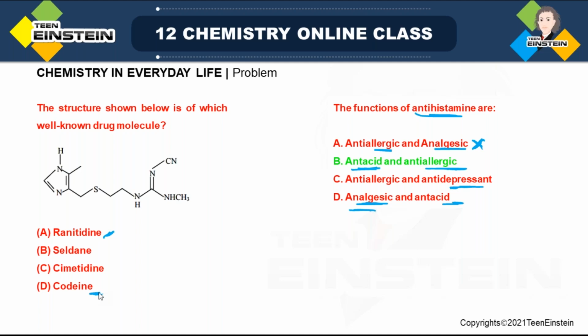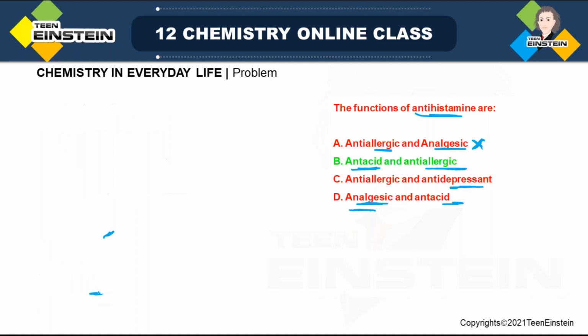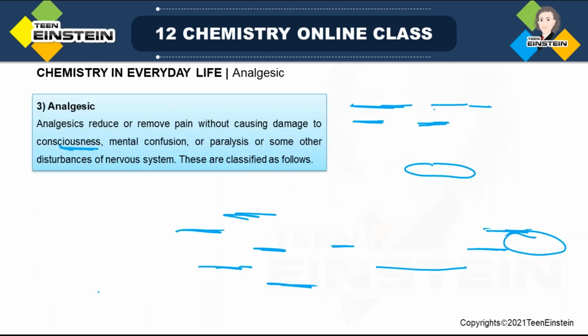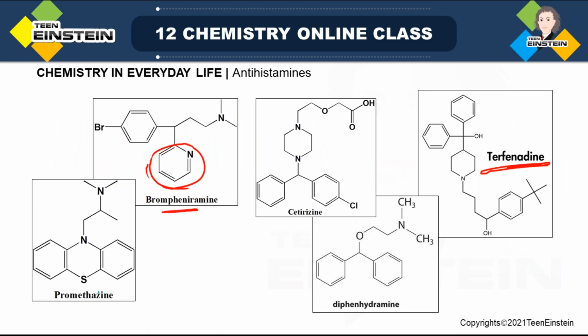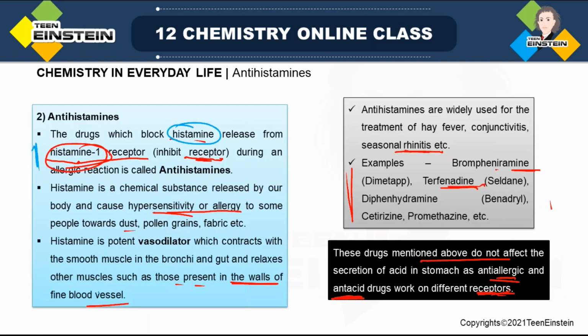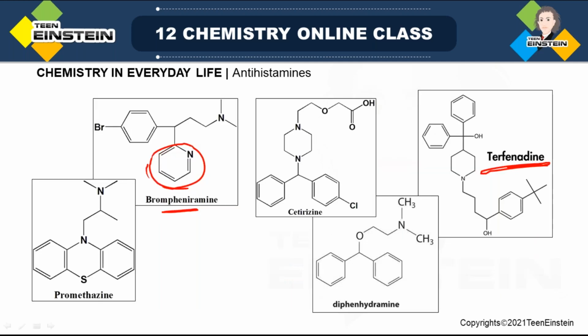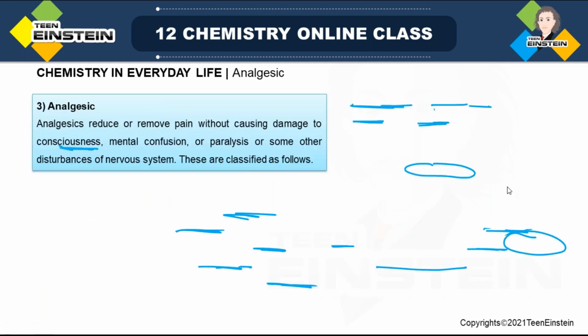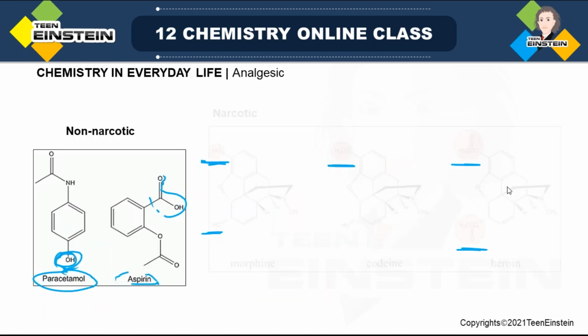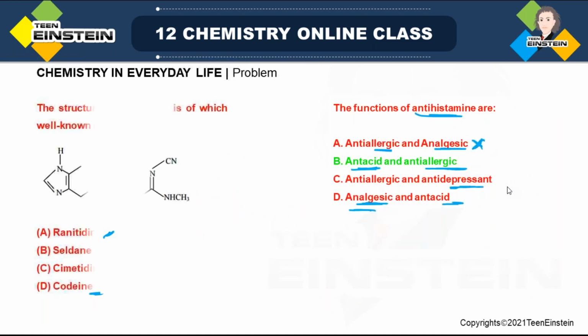Now we have cimetidine, Seldane, and ranitidine. Seldane, this structure also we have seen in today's class. This is terfenadine, which is actually Seldane. So this is also not the structure, but we have two other options, which are ranitidine and cimetidine. Under these two, this is the correct option.